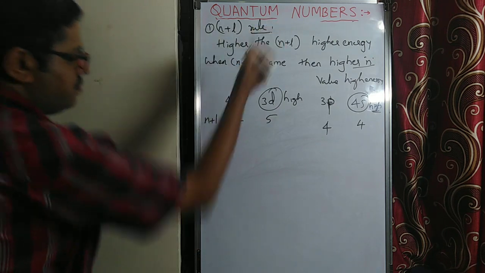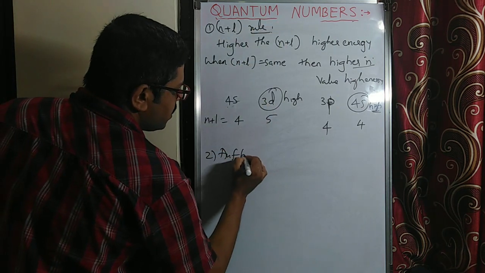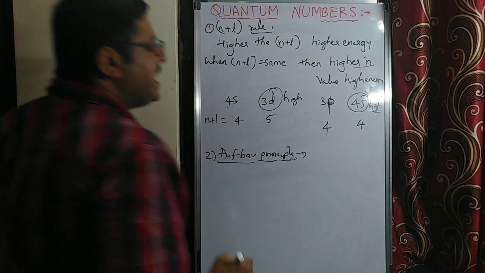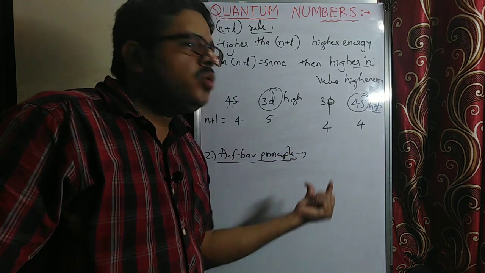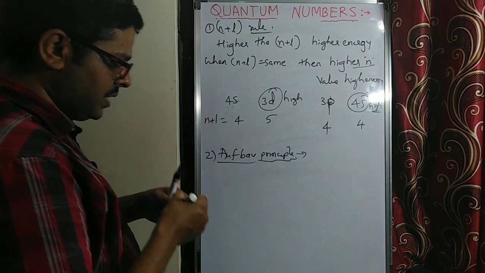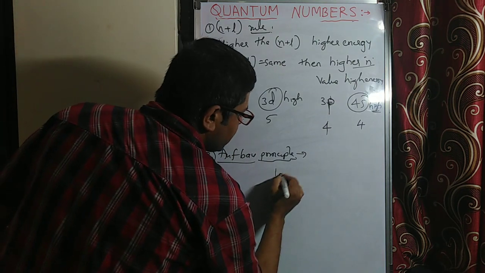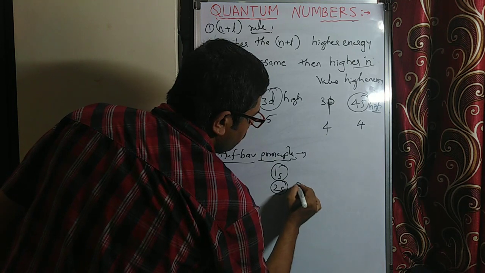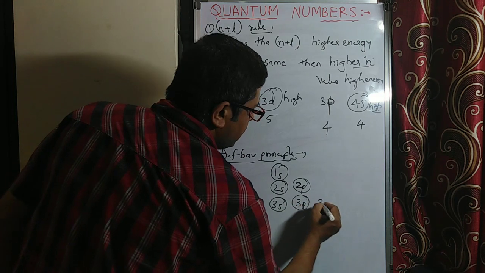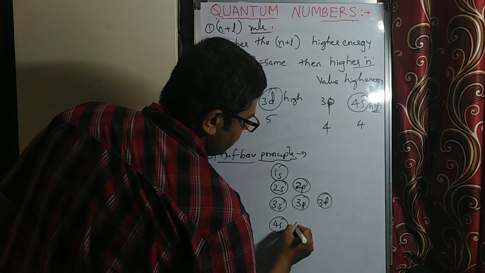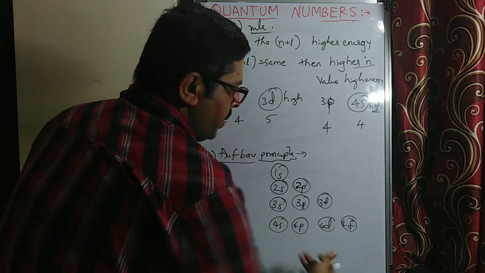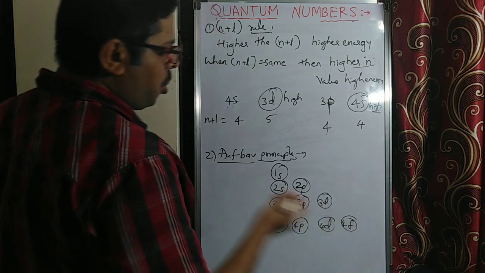Then second one, the Aufbau principle. What does it indicate? The Aufbau principle indicates how to fill electrons in the increasing order of their energy. Quickly I will draw. I will start from 1s here, 2s here, 2p here. This is the first shell, second shell. So 3s, 3p, 3d, 4s, 4p, 4d, 4f here. Like that, you can write so many orbitals here.